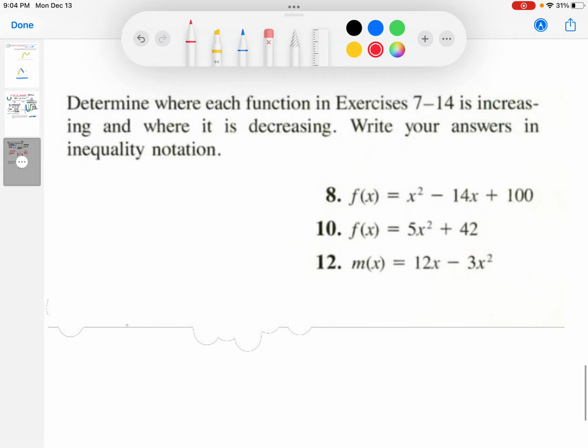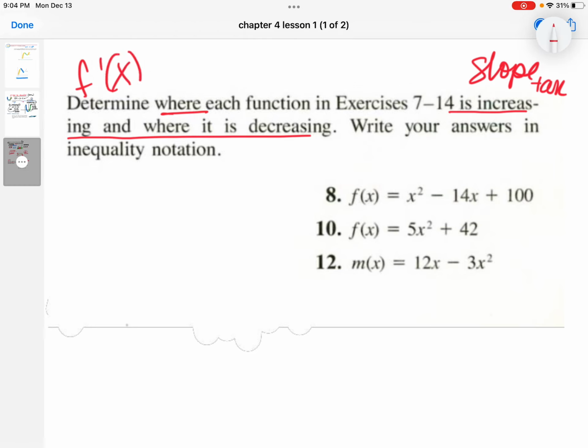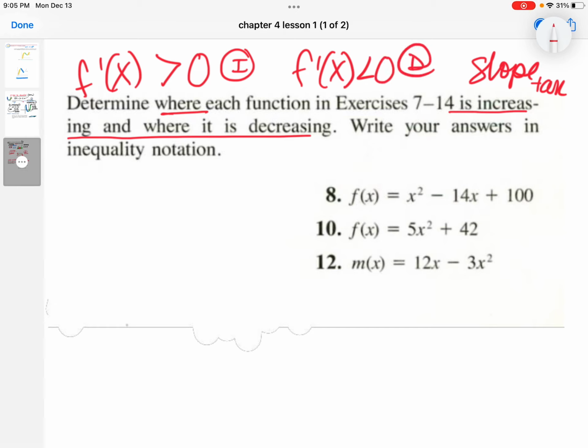And then when you get to these questions, again, if you're trying to find out where the function is increasing or decreasing, we're going to tie that into slope of the tangent line, which means we're going to find the derivative f prime of x. And then if we want to find out where it's increasing, we have to set f prime of x greater than 0, right? If we want to find out where it's decreasing, we would take our derivative and set it less than 0. That would help us find out where it's decreasing. So let's do a couple more.